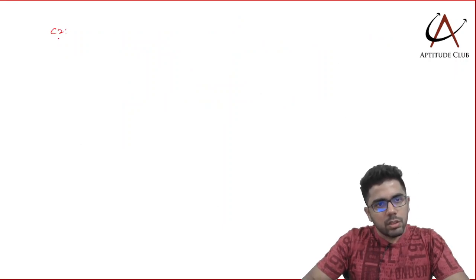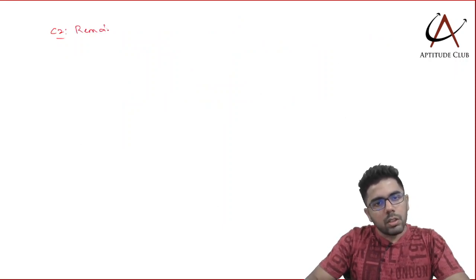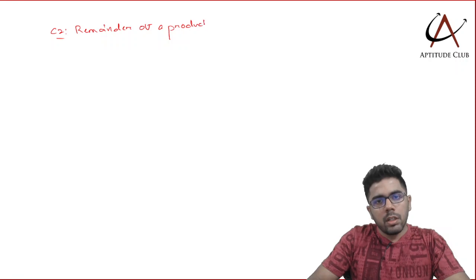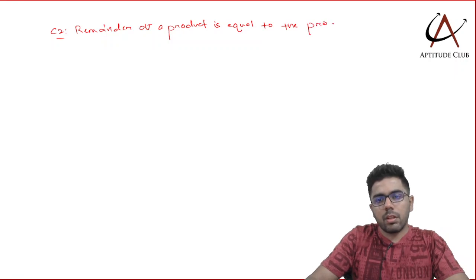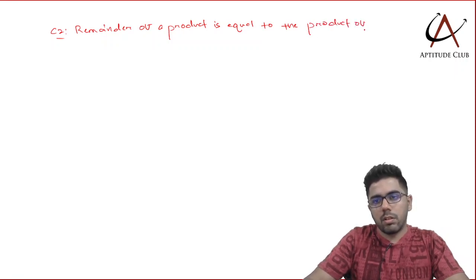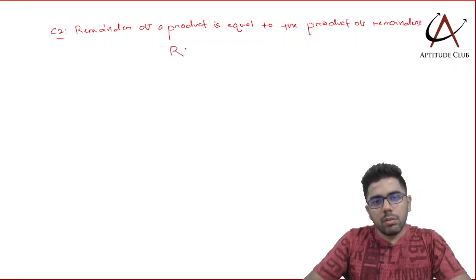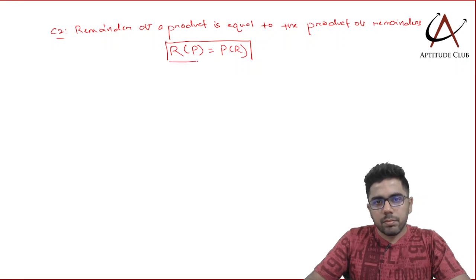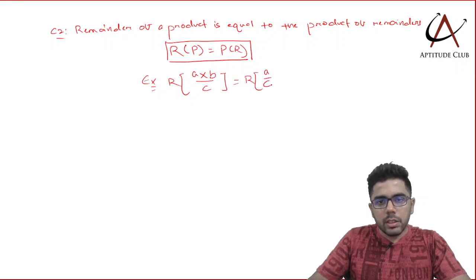So if I come to the second clause, I can write the remainder of a product is equal to the product of remainders. Remainder of a sum is equal to the sum of remainders, and remainder of a product is equal to the product of remainders. Again, I can write it as the remainder of A into B divided by C is the remainder of A divided by C into the remainder of B divided by C.